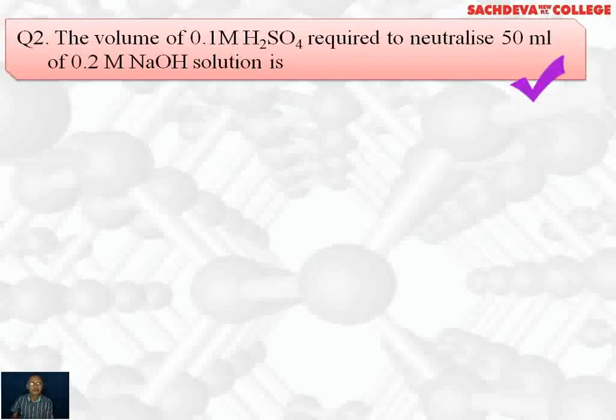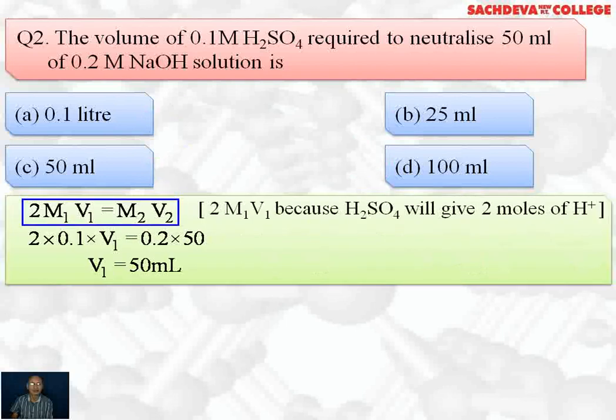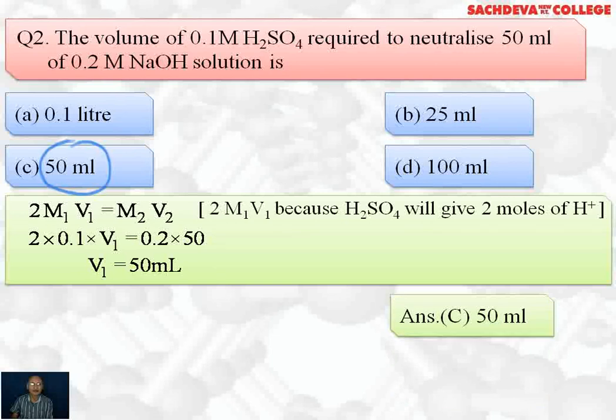The volume of 0.1 molar sulfuric acid required to neutralize 50 ml of 0.2 molar NaOH solution is: the options are 0.1 liter, 25 ml, 50 ml, 100 ml. The solution is 2M1V1 = M2V2. Why have we taken 2M1V1? Because sulfuric acid, H2SO4, will give 2 moles of H+. So 2 × 0.1 × V1 = 0.2 × 50. V1 will come out to be 50 ml. So the correct answer is C part, 50 ml.